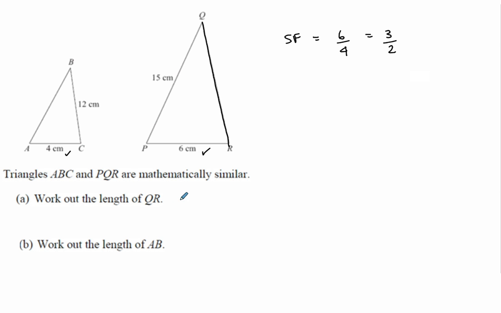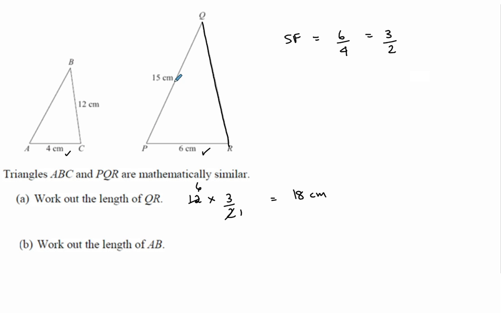So now we've got to find the length of QR. So again, we're going from smaller to bigger. So we're going 12 times 3 over 2. Cross divide, 1 in there, 6 in there. And then 6 times 3 is 18 centimeters. Yeah?